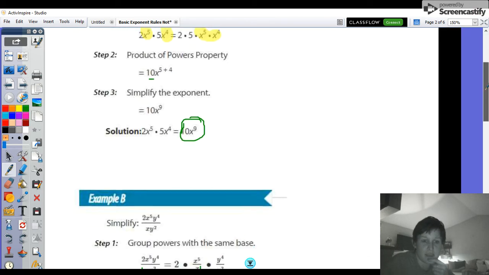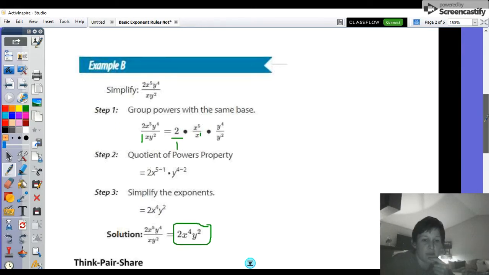At least not yet. All right, the next example, when we're dividing. So this is going to use the quotient rule. Again, we're going to do the same first step, just group our like terms. I'm going to go ahead and write this as 2 over 1 because sometimes there might be another number down here, and we need to remember that if there was, we have to simplify it.